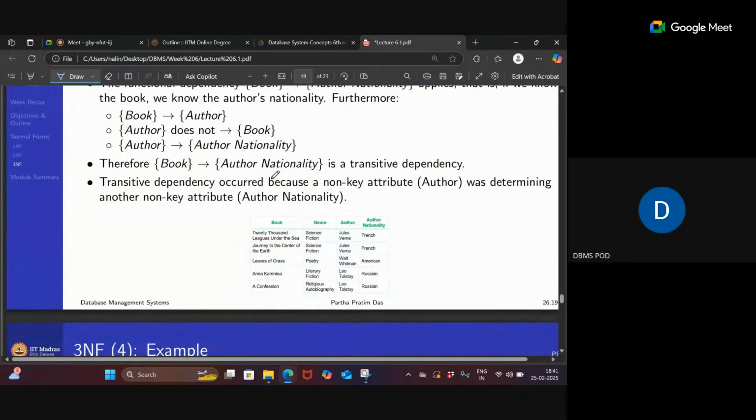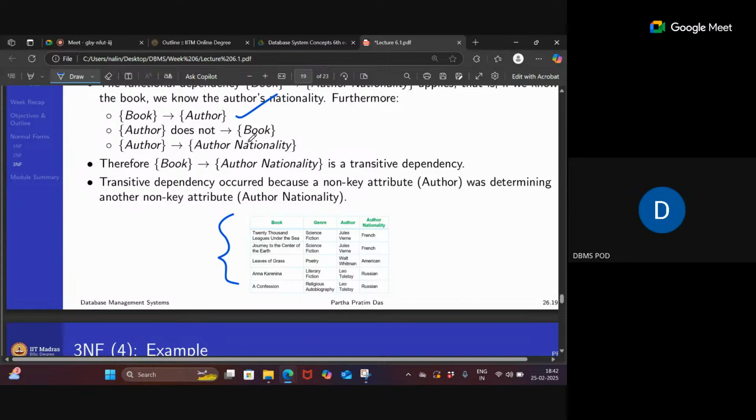This is the book table. To explain 3NF, I'm taking this example from our slide only. The book table has book, genre, and author nationality. You can see these functional dependencies hold for this table. Book determines author. For this 20,000, the author is Jules, and for Journey to the Center of the Earth the author is this one. So this functional dependency holds. For every book the author is different, and book determines author is true. This is a valid FD.